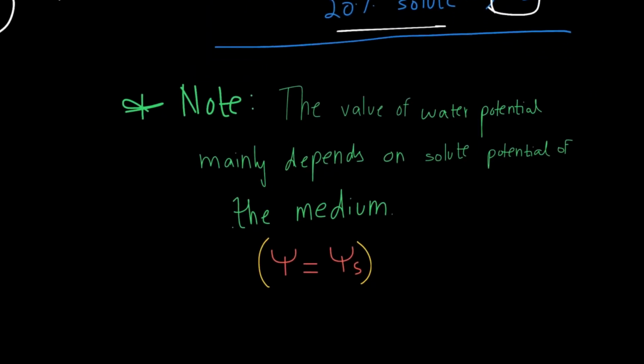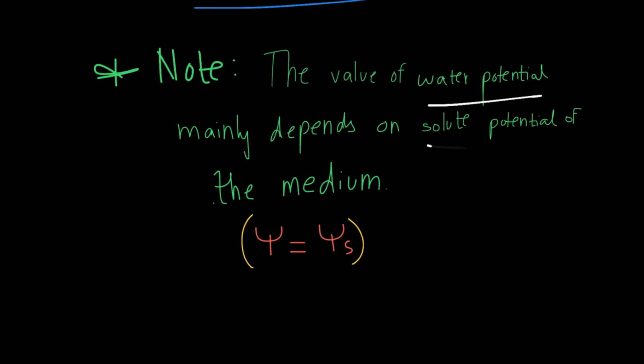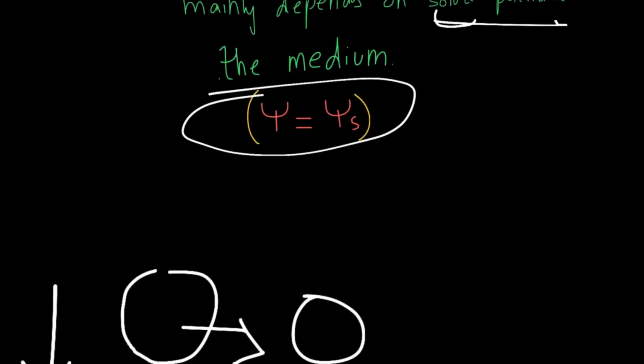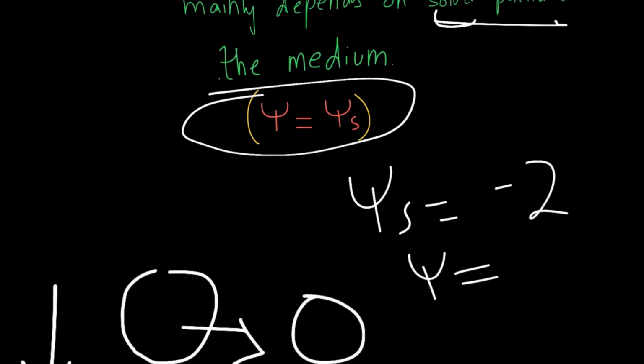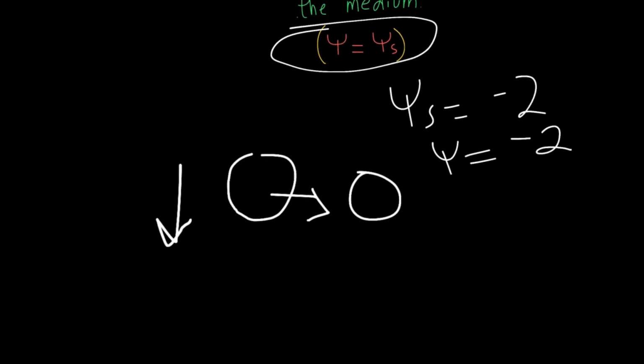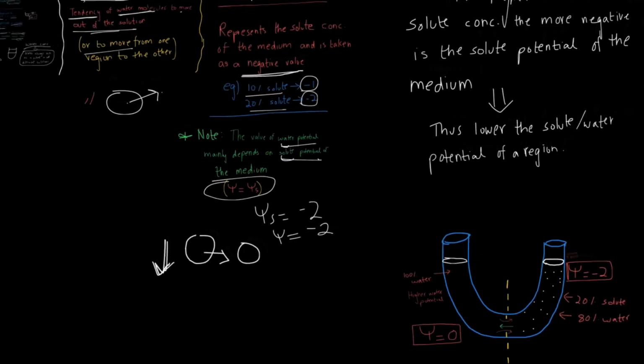So the value of water potential and the value of solute potential are closely related. The water potential value depends exactly on the solute potential value. So they're the same essentially. If the solute potential is say -2, the water potential will also be -2, right? Because I just stated here how when you mix an impurity, the tendency of water molecules to move from one region to another decreases.